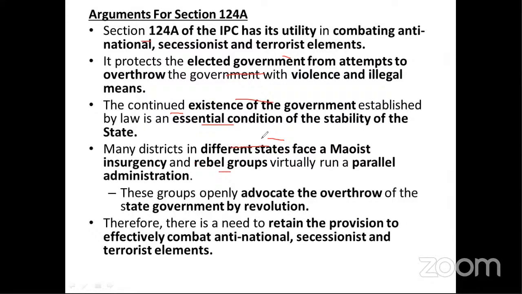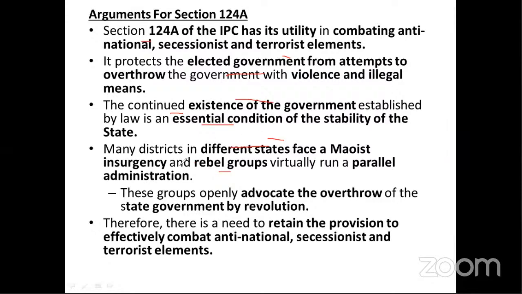Okay, if our internal security and internal environment are okay, then we can protect our country from external threats also. To protect our country from external threats, what is actually required is a stable government. Stability is very important, so that the government can continue to take action and continue to make policies regarding any areas where we have problems. So the existence of the government established by law is an essential condition of the stability of the state.